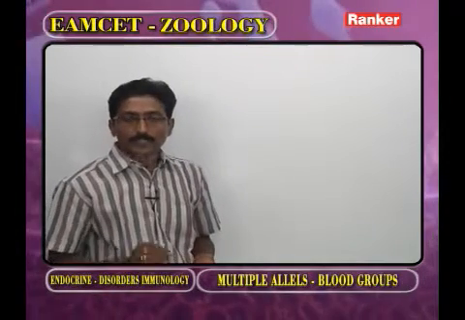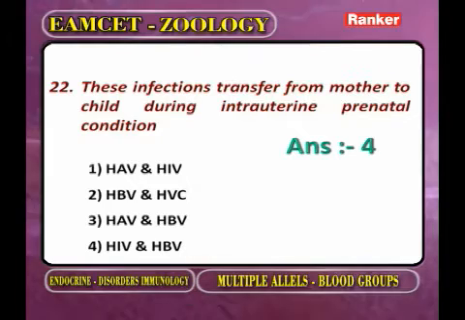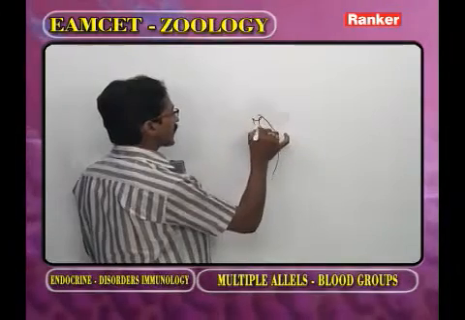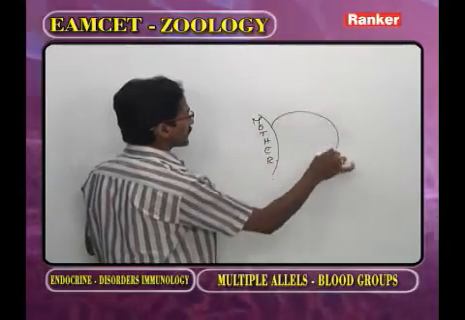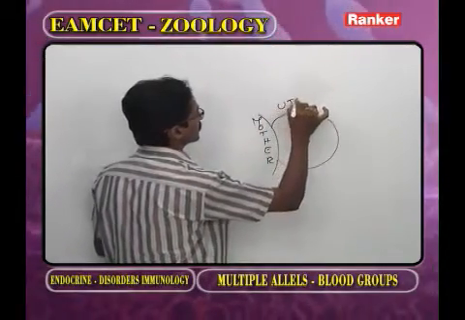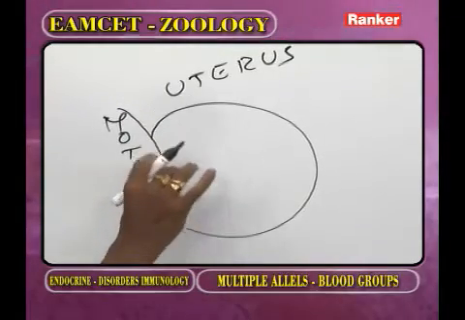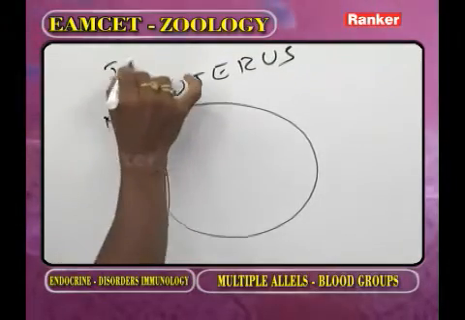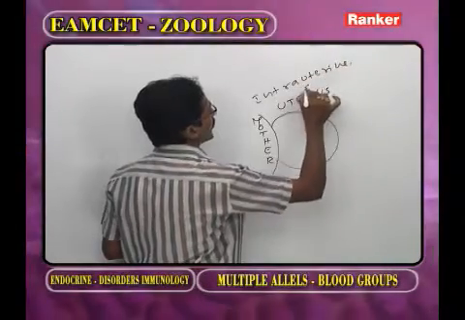The next question. These infections transfer from mother to child during intrauterine parental condition. Now this is the body of the mother. This is the mother uterus. Inside the uterus, the baby develops, so called intrauterine development.